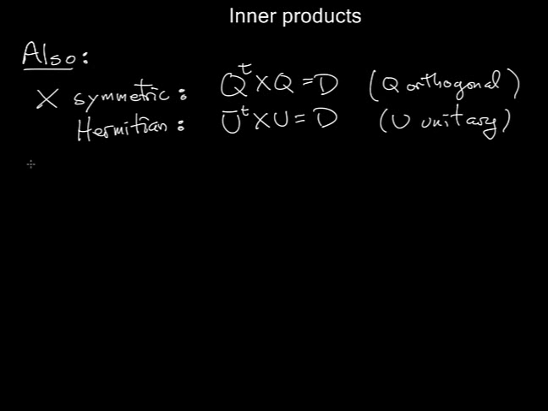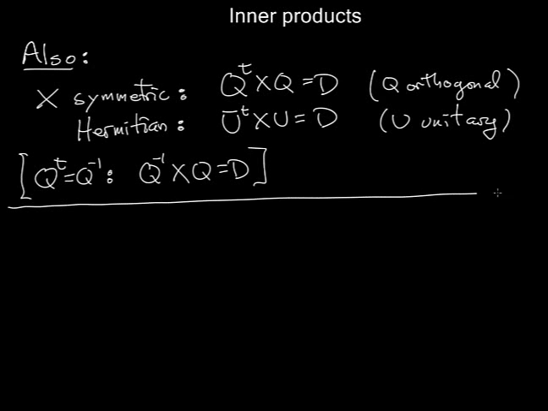You might say, what's the big deal? The fact is, if Q is orthogonal, then Q transpose is Q inverse. So that first thing is just saying Q inverse XQ is equal to D, and we already knew that. But you should sort of ignore this fact. The point is that we're thinking of a symmetric matrix now in a very different way.